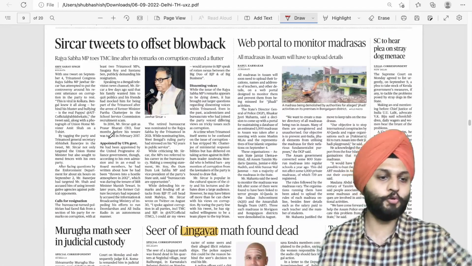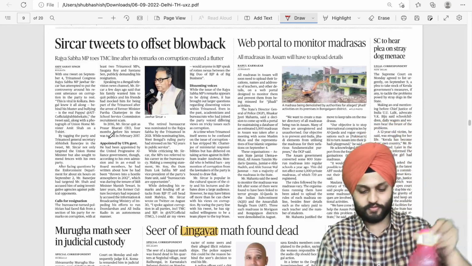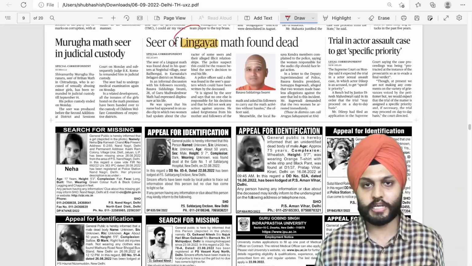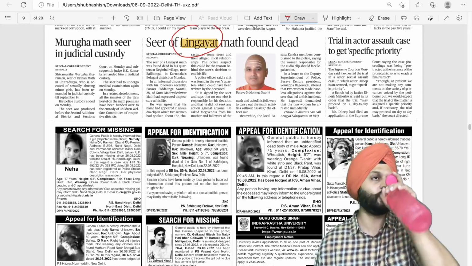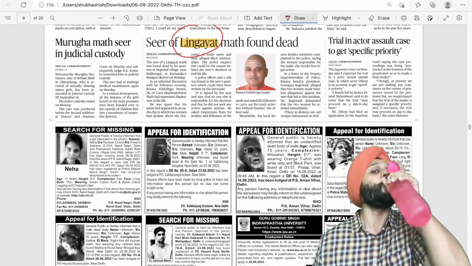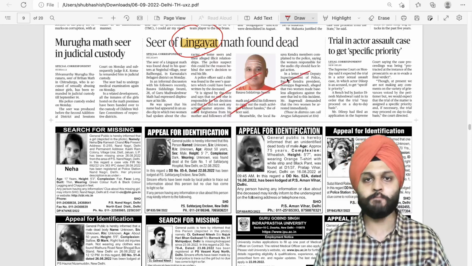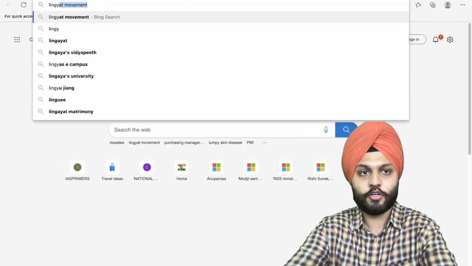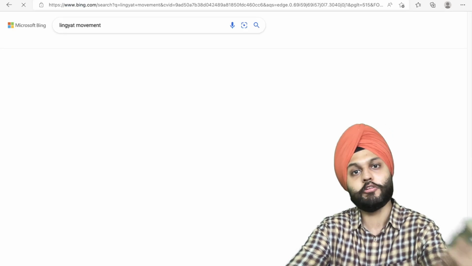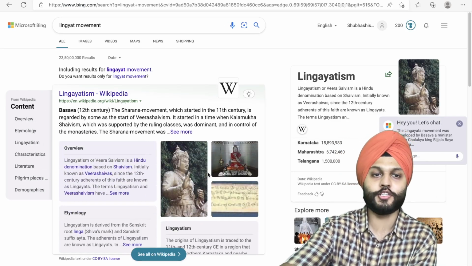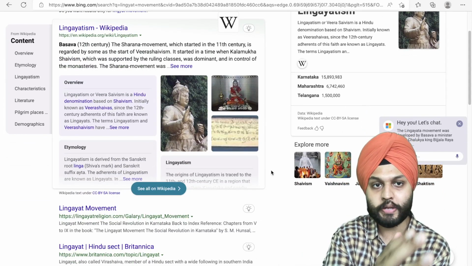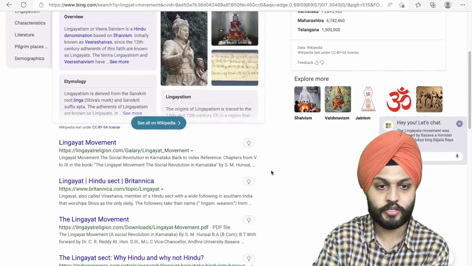Okay, let's move forward. So we are interested in this now: Lingayat, the founder of Lingayat. Not in the news, but we are interested in Lingayat, which is important for your prelims as well as mains. So from an art and culture point of view, the role played by the founder of the Lingayat movement, that is Basava.